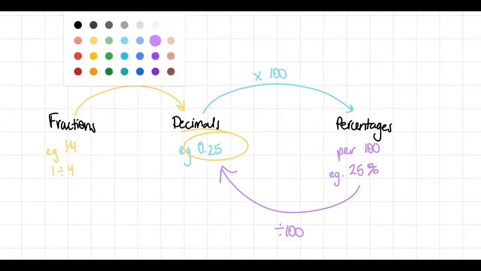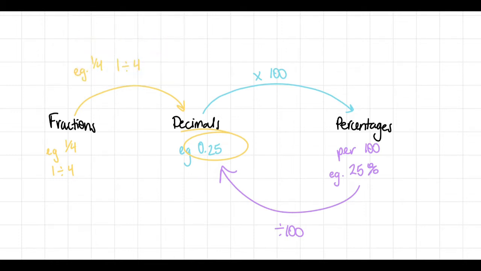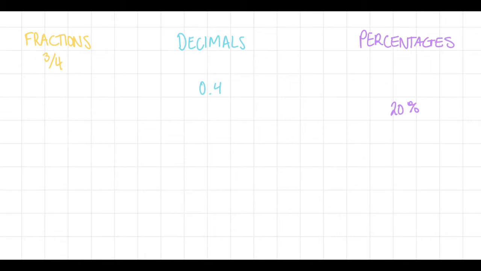Decimals to fractions are slightly more difficult, but not much once you see a worked example. But pretty much how you do it is you just put it over a factor of 10, which will make more sense when we go through the examples. And then you simplify. Okay, so let's have a look at some examples.